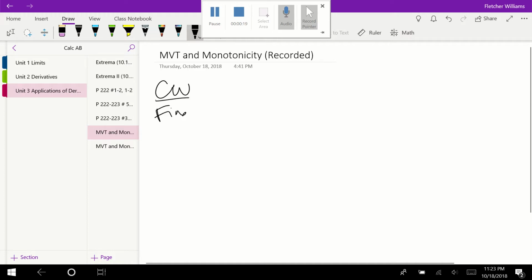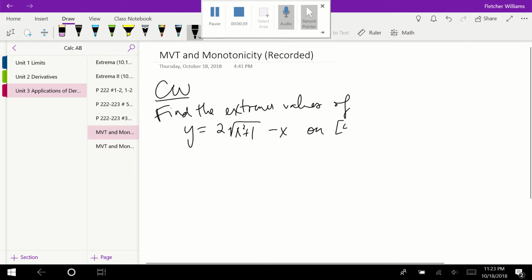Find the extreme values of y equals 2 times the square root of x squared plus 1 minus x on the interval 0 to 2. Okay, so I'm going to solve this, but I encourage you to do it first, so please pause it and solve it yourself, and then press play when you're ready to see the solution.